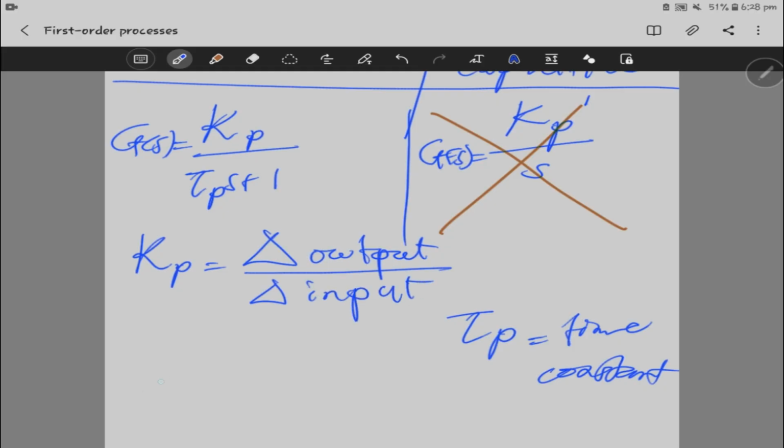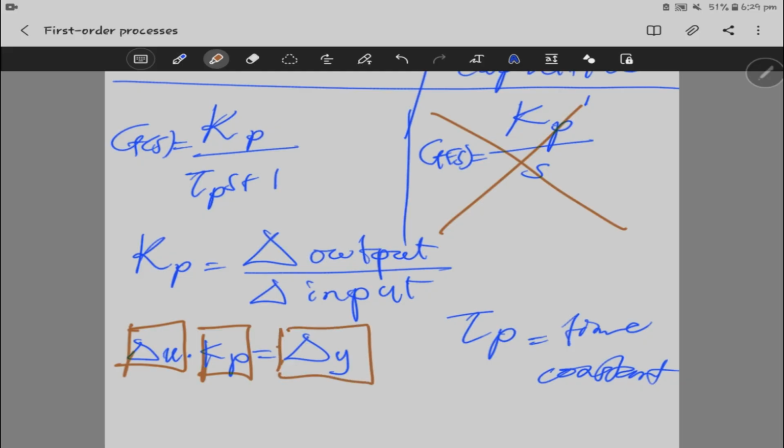So that means this simplifies to something like this, where we have the change in input. So let's make it u, as we've written initially. So the change in u times this Kp, the gain of the process, will be equal to the change in the output, which is y, right? So this means that whenever there's a change in the input, the system has its own gain, which is this. It multiplies the change in the input and has an equivalent effect on the output, right? So that's what this gain is about, the steady state gain of the process.